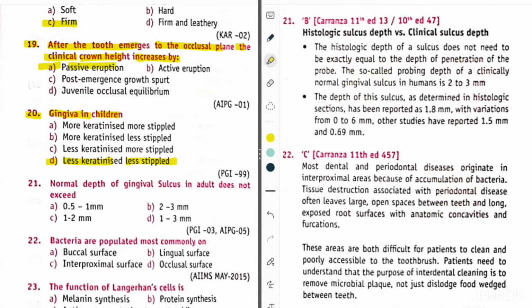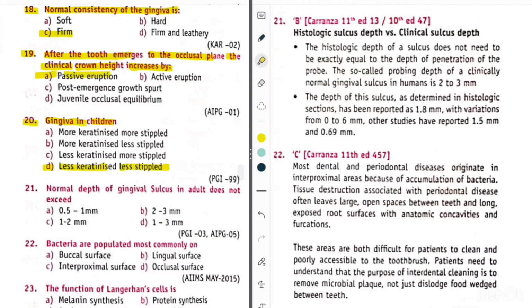So, in this video we will continue solving questions from chapter 1 of periodontics, that is gingiva and tooth supporting structures. We had done till question number 20 and now we will continue from question number 21. So, let's begin.